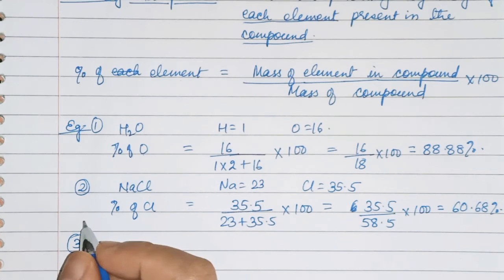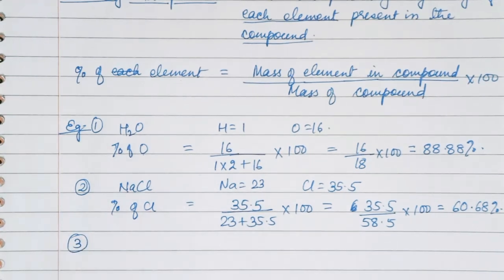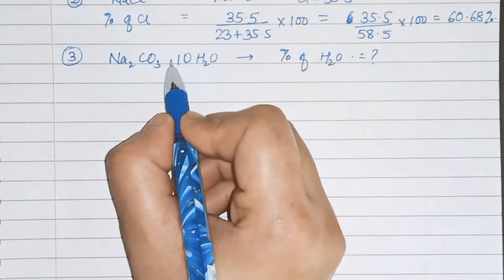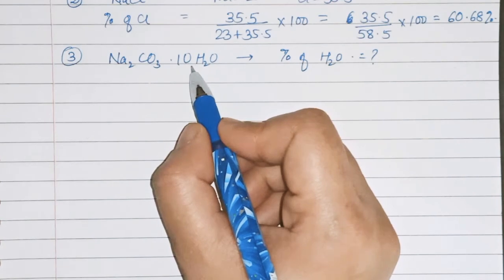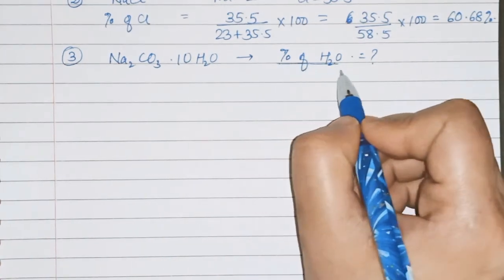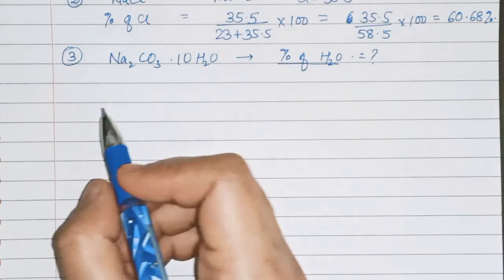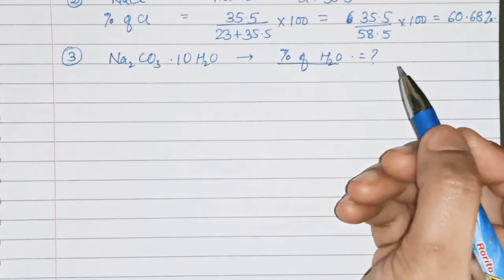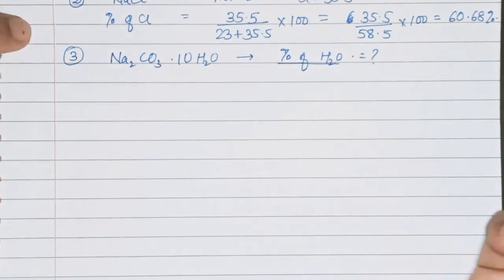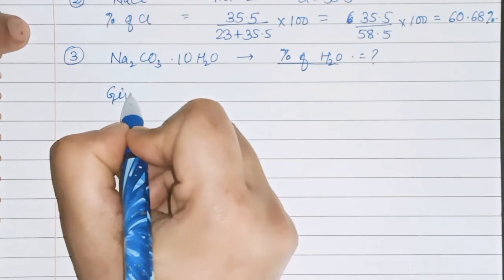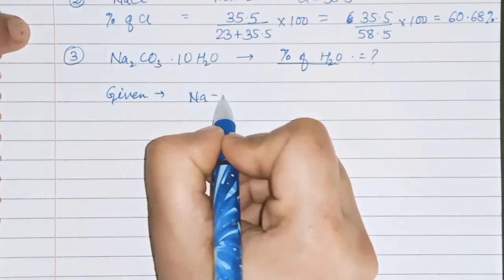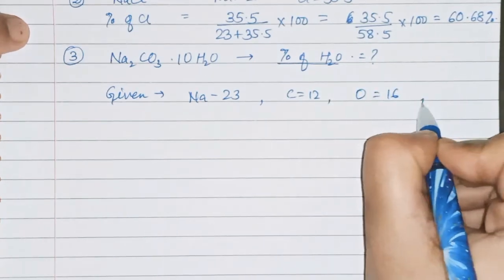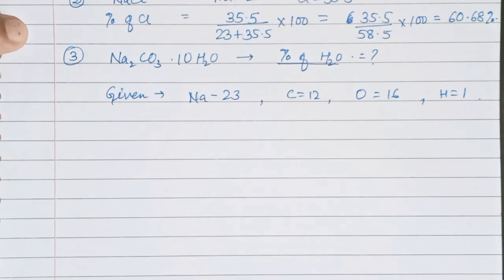One more example is here, children. We will do now this bigger one. The next question is sodium carbonate crystals, that is Na2CO3 with 10 H2O attached, and you have to find the percentage of water in it. Children, always follow the steps, because in exam there is step marking also. First thing you will write what is given in your question. So the given part: sodium is 23, carbon is 12, oxygen is 16 and hydrogen is 1. This is your given part.